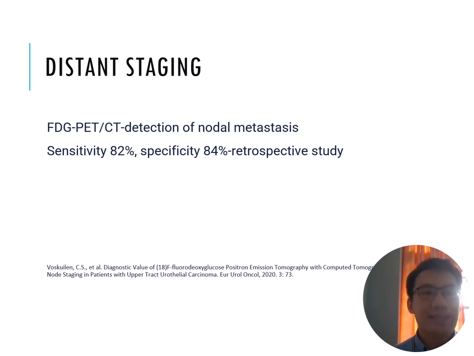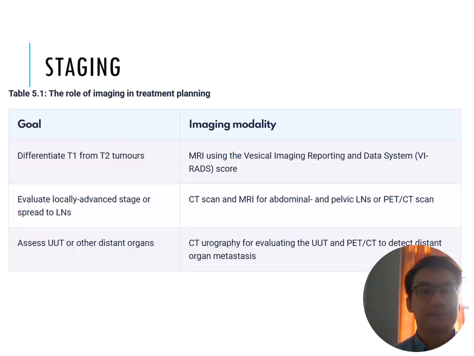You can perform an FDG PET-CT scan to detect nodal mets. Sensitivity is 82% and specificity is 84%. However, keep in mind this is a retrospective study. More studies have to be performed to compare the sensitivity and specificity of FDG PET-CT versus CT and MRI.